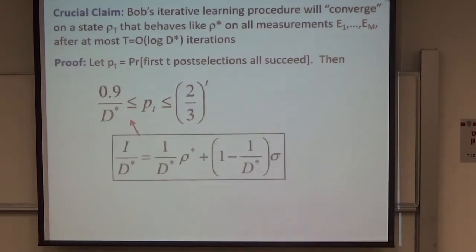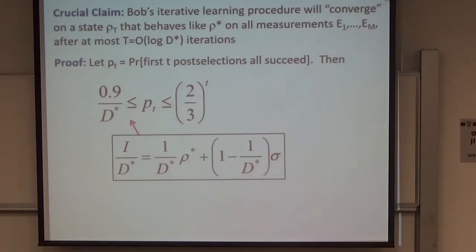In one direction, P sub T is at least, let's say, 0.9 divided by the Hilbert space dimension. Why? Well, because the maximally mixed state contains every other state inside of it, in some sense. You can decompose the maximally mixed state as a convex combination of any other state you want, like let's say the true state, rho star, plus something else. Okay, and now we can use linearity and say, well, if we had started with the true state, then we know that all the post-selections would have succeeded, right? Because the true state leads to the right answers for everything.